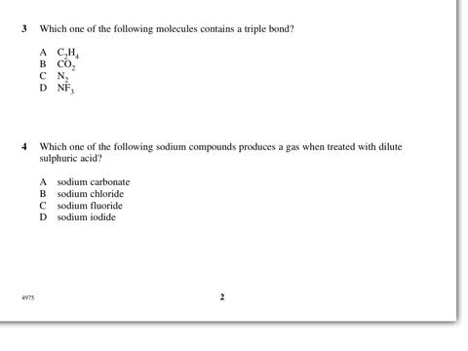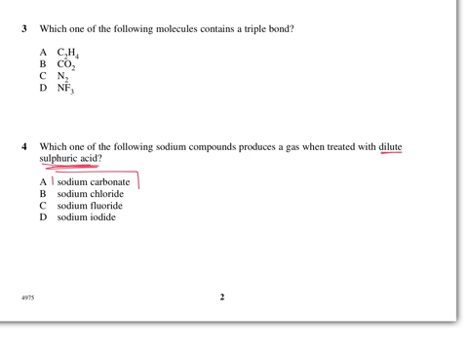Question number 4 asks about which of the sodium compounds produces a gas when treated with dilute sulfuric acid. Now, before you panic and think this is to do with the halogens topic, it's not. Think about what you're being asked here. Each of these, if they were treated with dilute sulfuric acid, which would produce a gas?